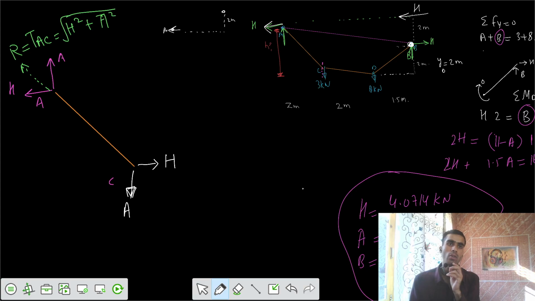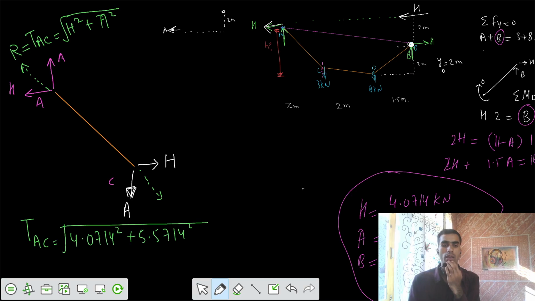Can we say that root of S square plus A square? Theta is 90, so we write S square plus A square. Similarly, from this side we can have this resultant. So if I write the value of TAC, that equals root of H square, 4.0714 square plus 5.5714 square, and with the root you can get the value of TAC. TAC is equal to 6.9 kilonewton. So this is the force in the first segment of the cable.